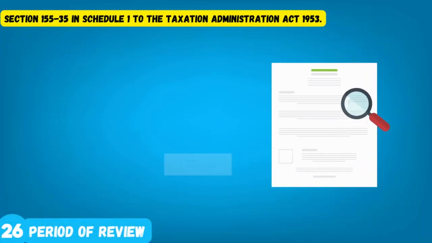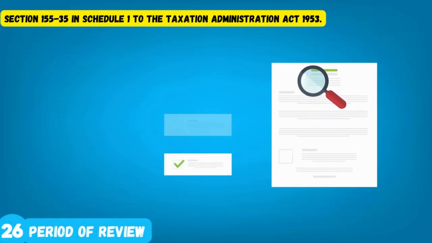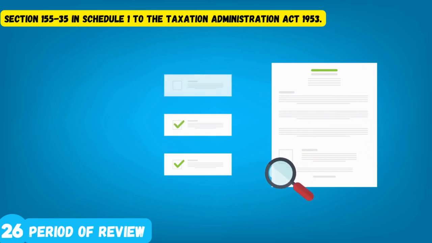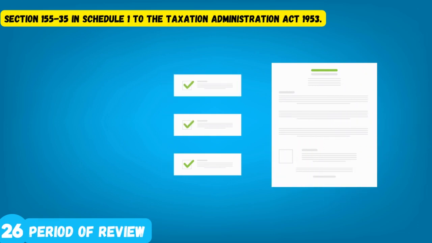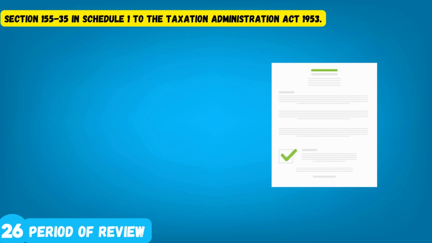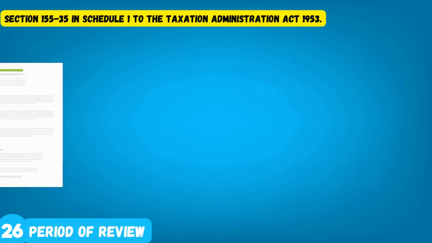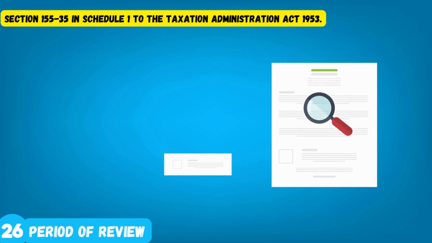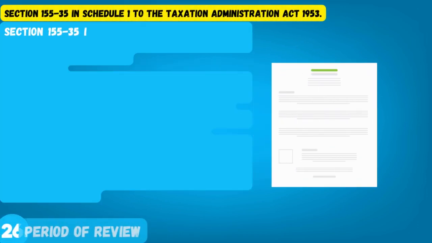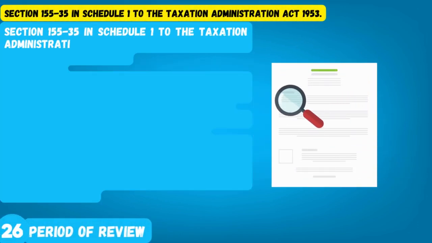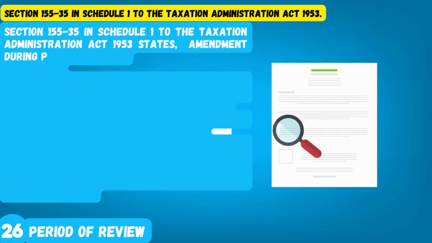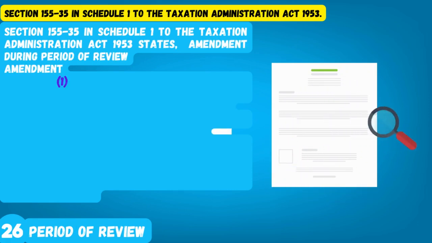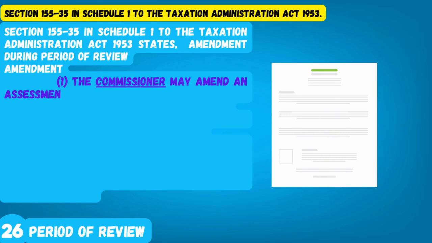Next word. Word number 26. Period of review for an assessment has the meaning given by Section 155-35 and Schedule 1 to the Taxation Administration Act 1953. Section 155-35 and Schedule 1 to the Taxation Administration Act 1953 states, amendment during period of review.